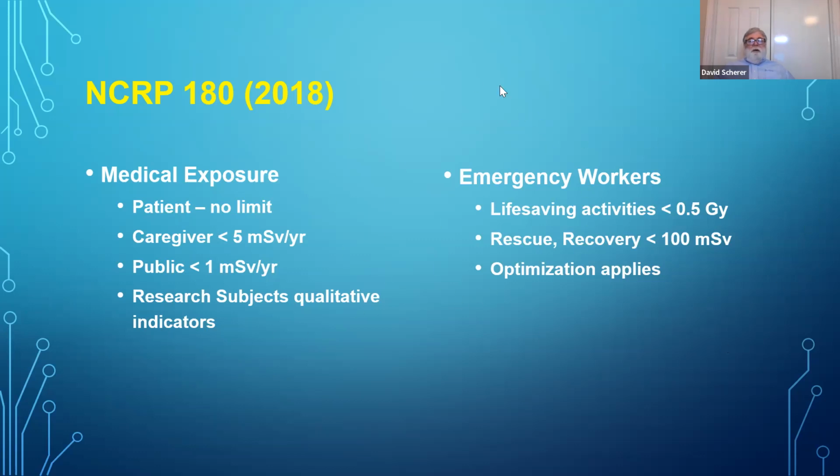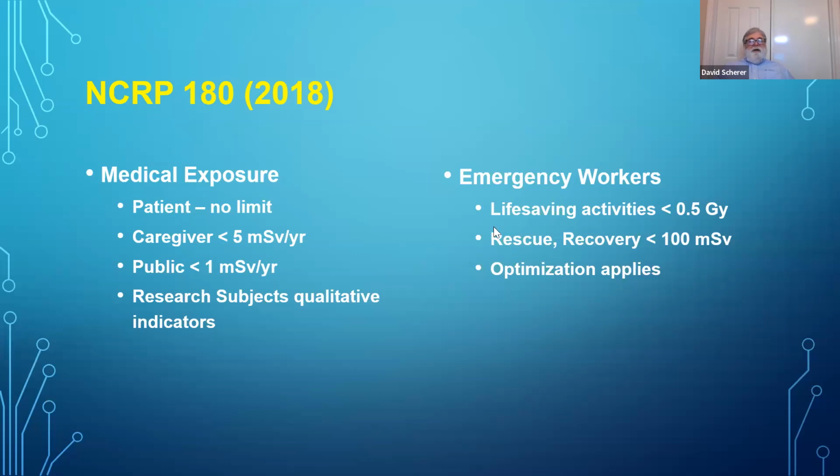Dose standards for emergency workers for life-saving activities: the dose should be less than 0.5 gray. So that's 50 rem for an activity that's life-saving. Notice again, it's expressed in gray because we're protecting against acute radiation syndrome in this case. We're not using sieverts because we're not looking at stochastic effects.